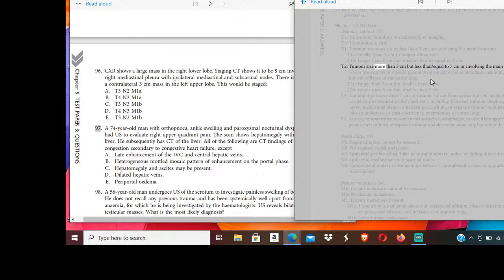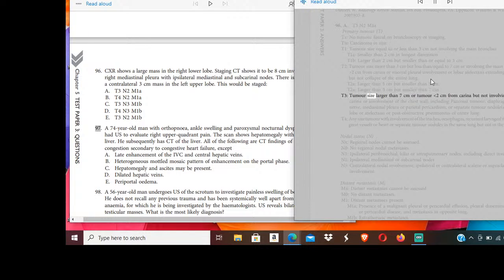T2: tumor size more than 3 cm but less than or equal to 7 cm, or involving the main bronchus but greater than 2 cm from the carina, or visceral pleural involvement, or lobar atelectasis extending to the hilum, but not collapse of the entire lung. T2A: larger than 3 cm but smaller than 5 cm. T2B: larger than 5 cm but smaller than 7 cm.